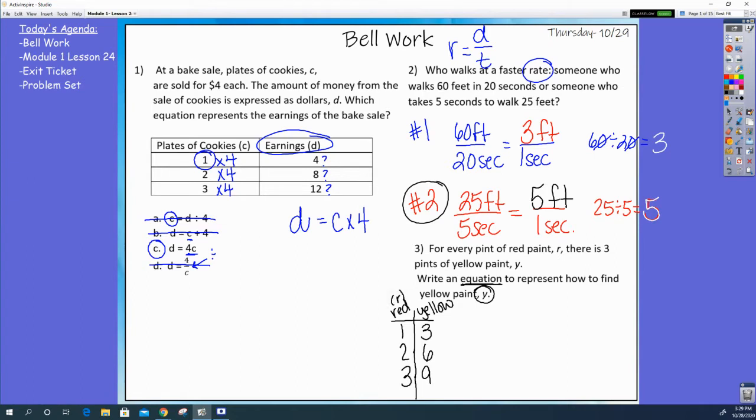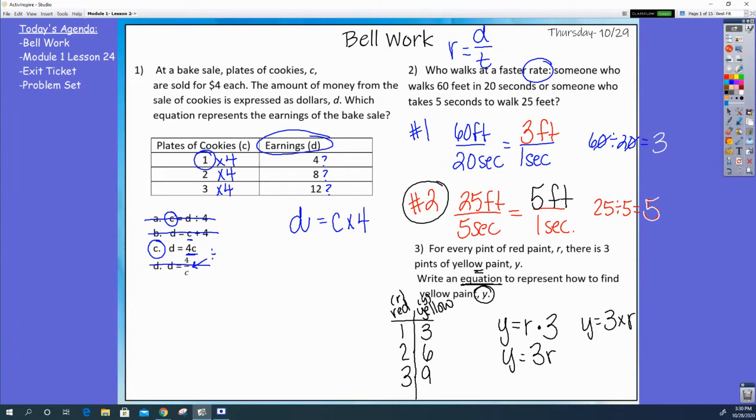So remember, R is red, Y is yellow. What is my relationship? How would I write an equation? Remember, equations have equal signs. To help me find the yellow paint. So to get my yellow paint, to get 3, 6, 9, what do I do with the red? I would multiply red times 3. Remember, you can also do a number stuck beside a variable. You could also do your times sign. Any of those would work. So as long as I'm taking my red pints and multiplying them by 3, I will get my yellow paint.